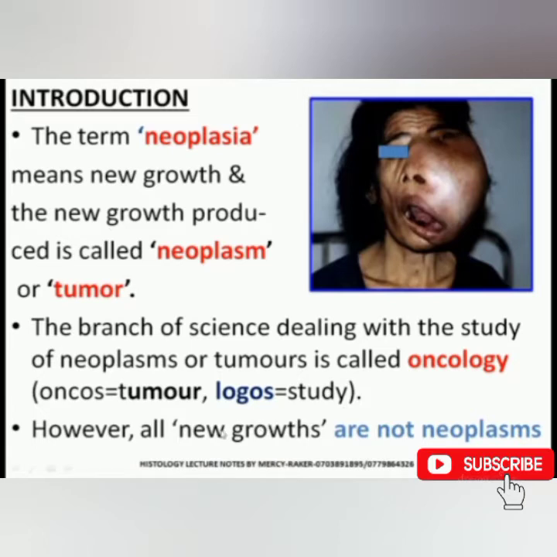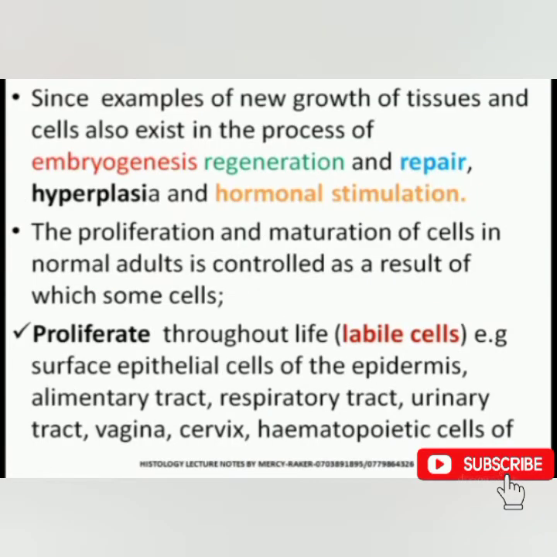However, we must note that all new growths are not neoplasms, since examples of new growth of tissues and cells also exist in the process of embryogenesis, in which there is development of an embryo from a zygote, regeneration and repair, in which there is restoration of original tissues, hyperplasia, in which there is increase in number of cells of an organ or tissue, and hormonal stimulation. So under these cases, we shall not say that a neoplasm has been formed.